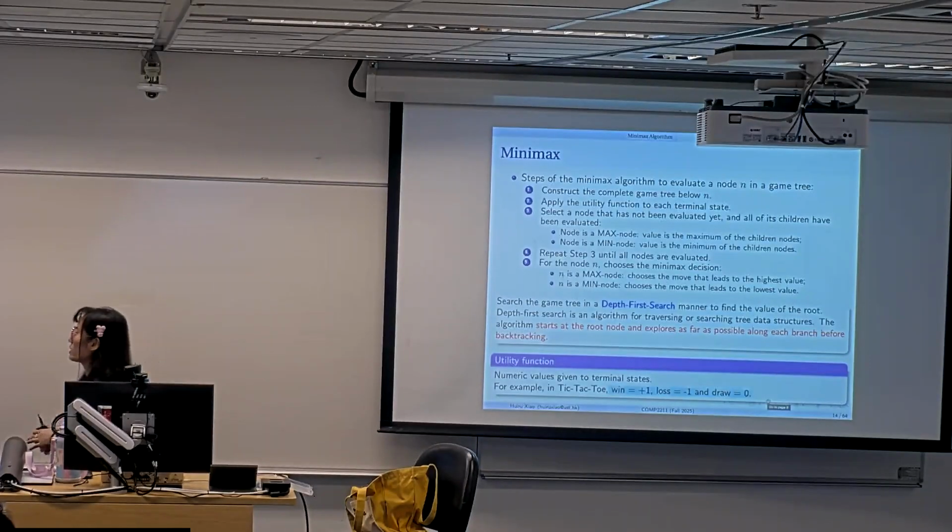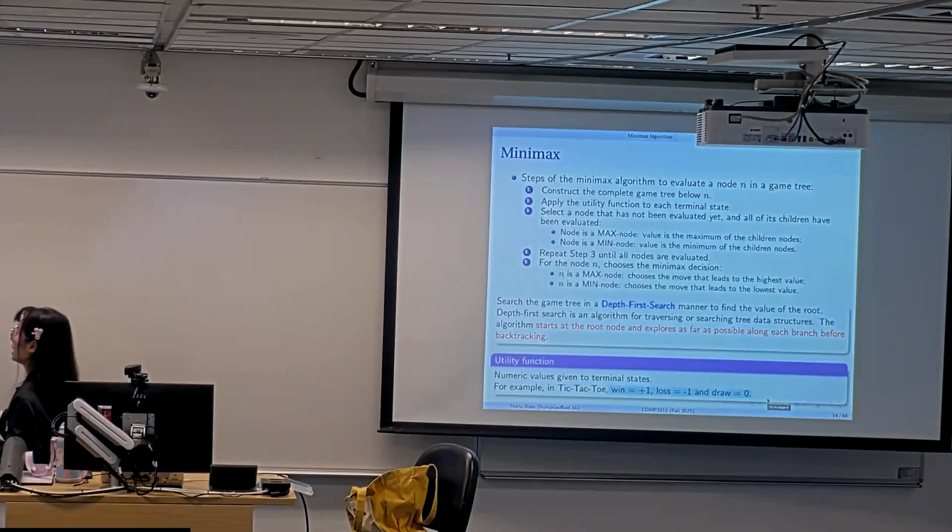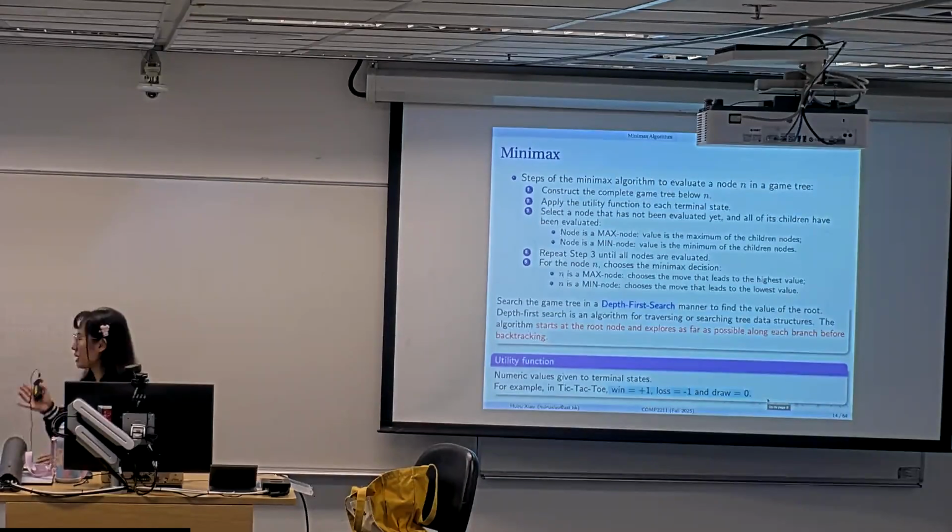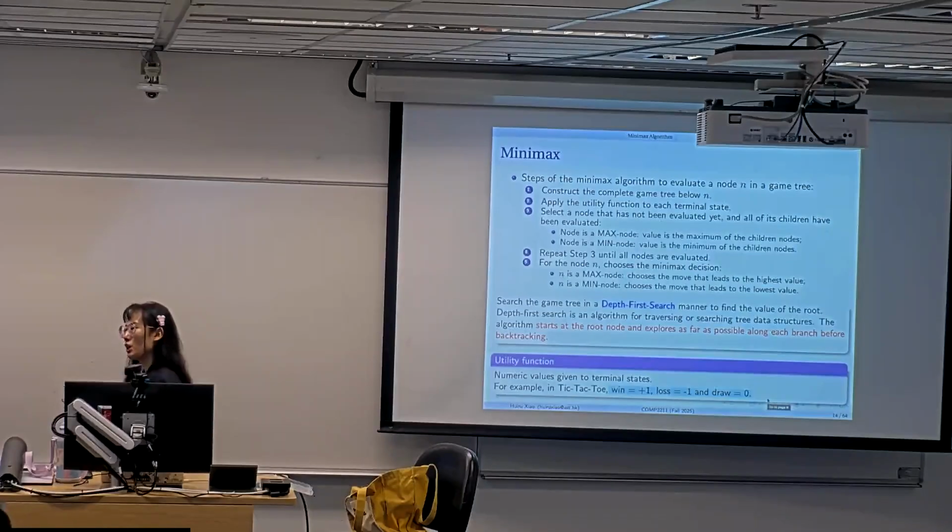For all the game results, there are just three possibilities. First, if the maximizer wins, then we define the utility function as positive 1. If the maximizer loses, we denote this game state as negative 1. If there is a draw, then the utility function will define it as 0. So there are only these three possibilities.